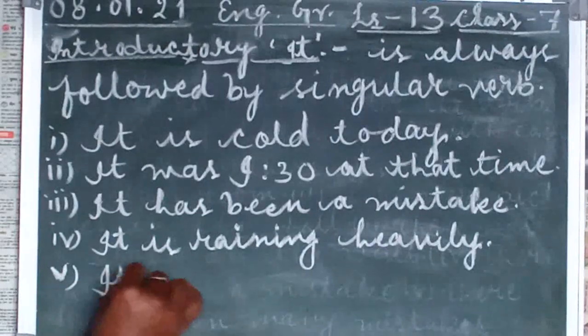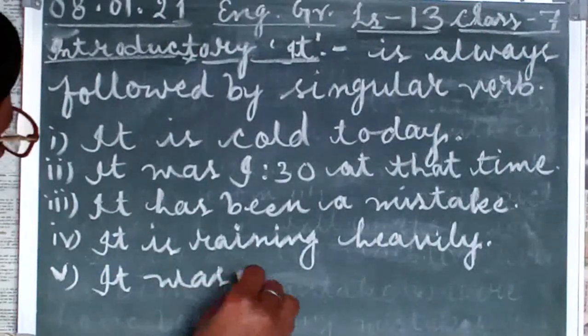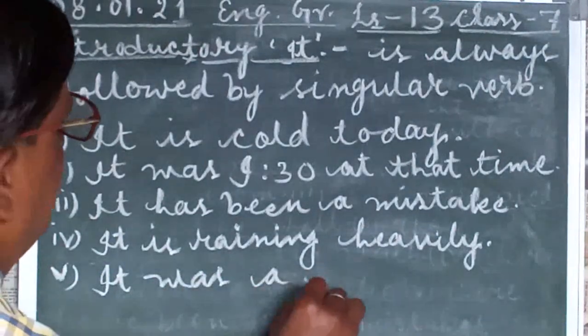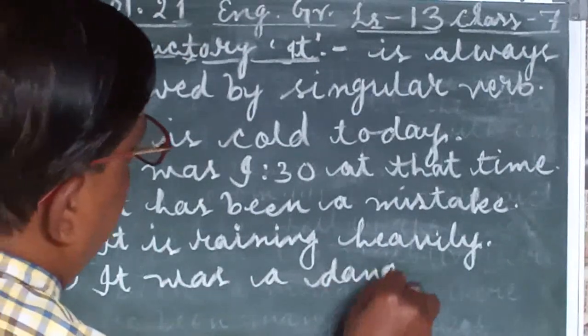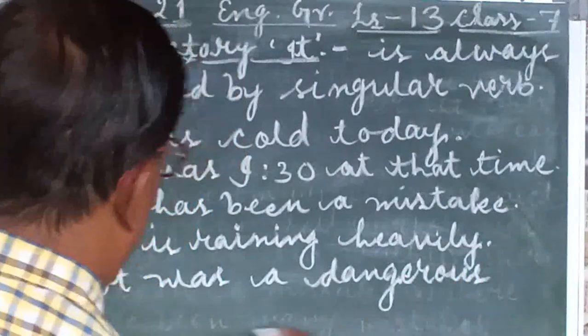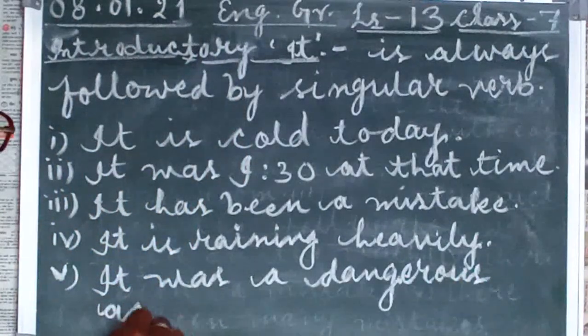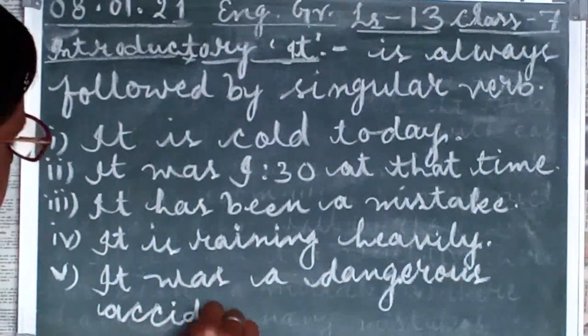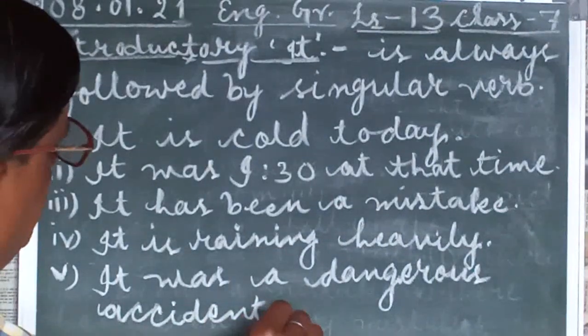Number five we can take: it was a dangerous occurrence, meaning an accident. It was a dangerous accident. We can write here like these examples.